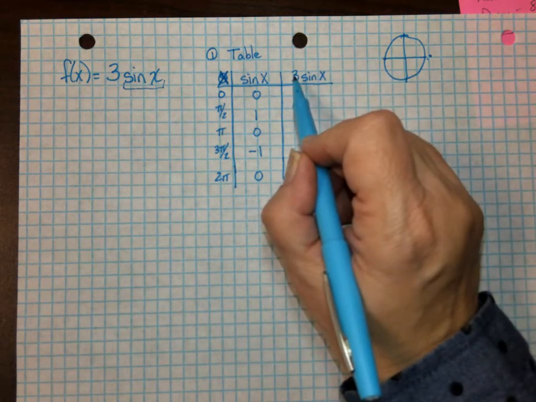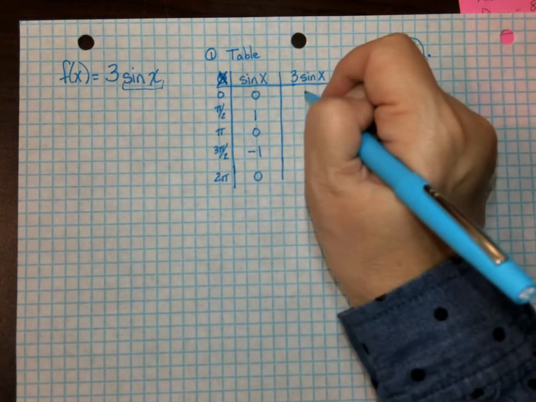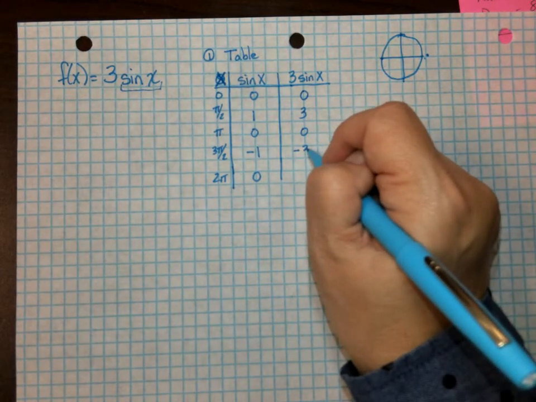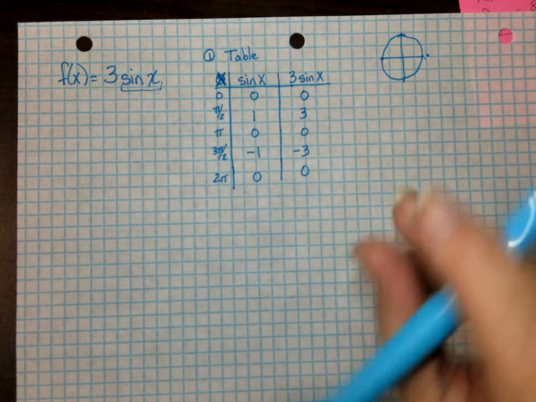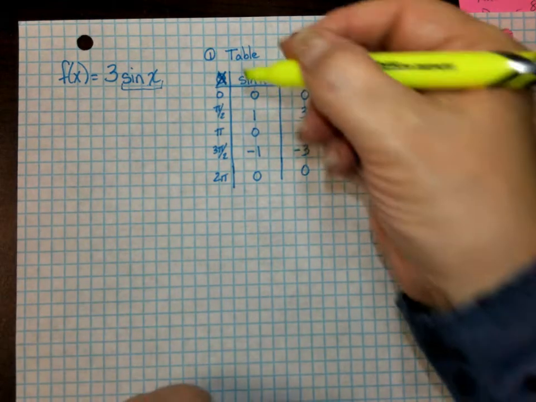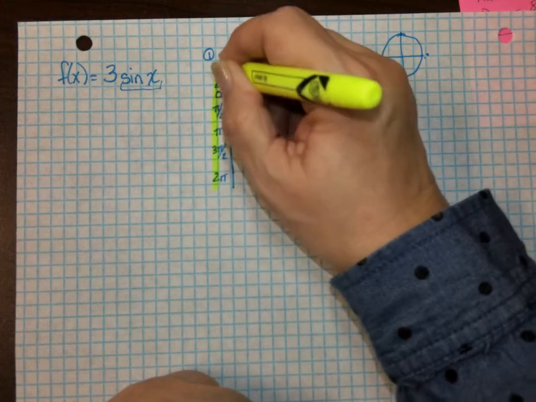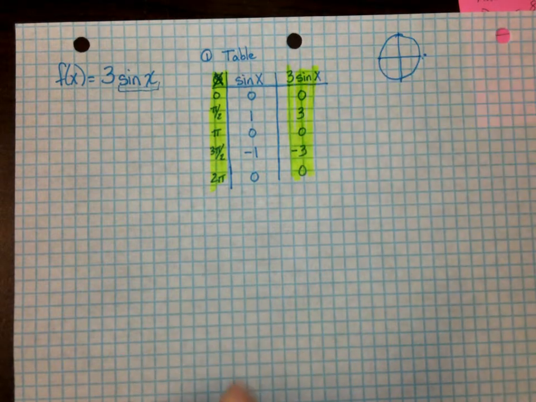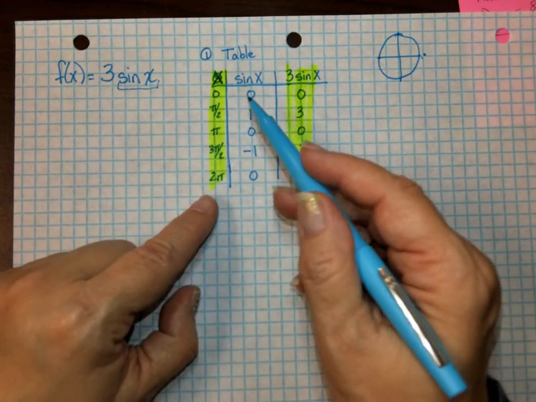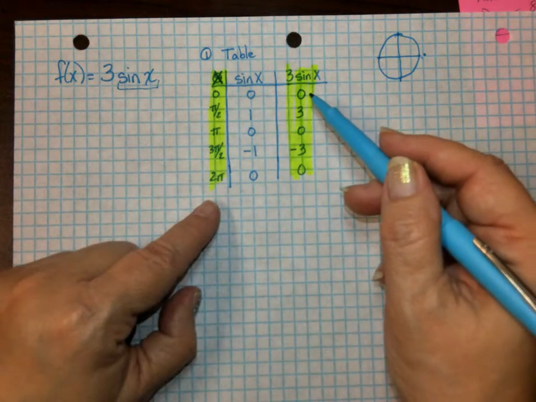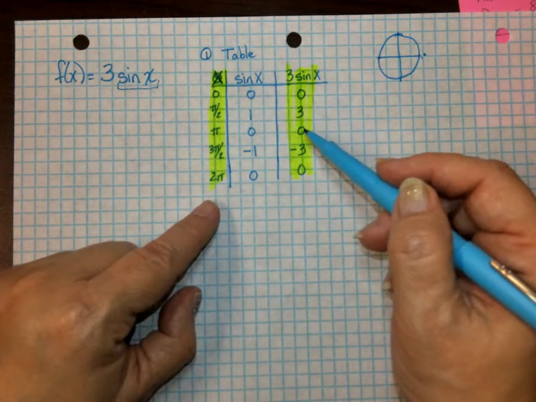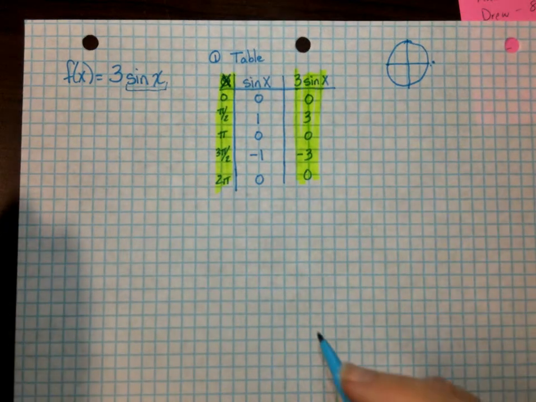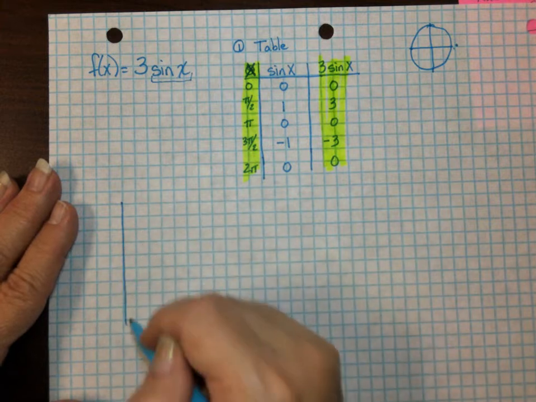So now I'm going to multiply 3 by this value. So 3 times 0 is 0, 3 times 1 is 3, 3 times 0 is 0, 3 times negative 1 is negative 3, and 3 times 0 is 0. So now when I go to plot my points, this is my input, and this is my output. Did I complete a whole sine wave? I started at 0, went to positive, went to 0, went to negative, went back to 0. So I completed a whole sine wave, and I'm ready to set up my graph.